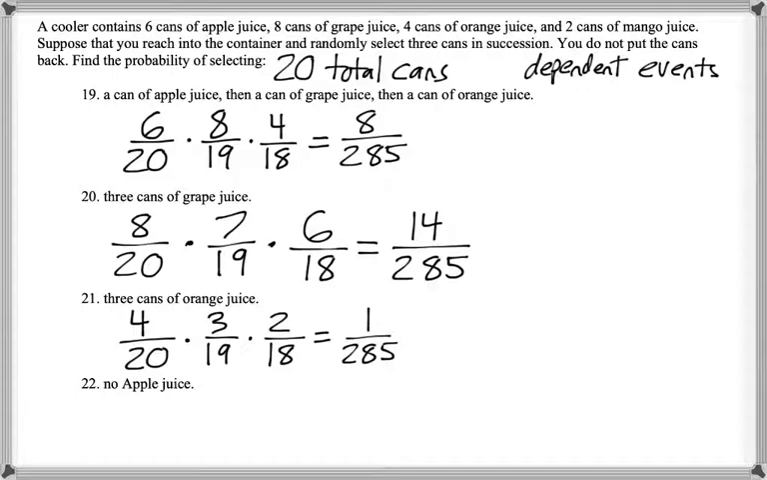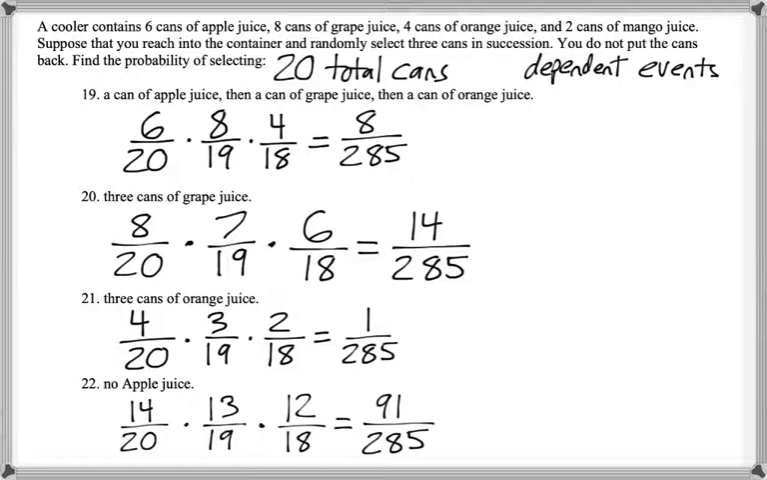The next one says no apple juice. So there are 6 cans of apple juice, which means 14 out of the 20 are not apple juice. And we're going to multiply that by 13 over 19, and then by 12 over 18. So again, we keep subtracting 1 because we keep selecting cans that are not apple juice. And this is equal to 91 over 285.